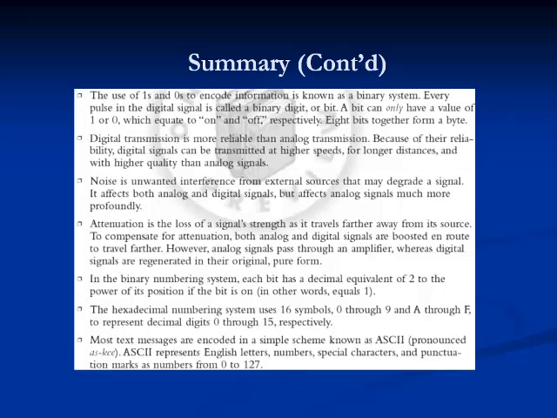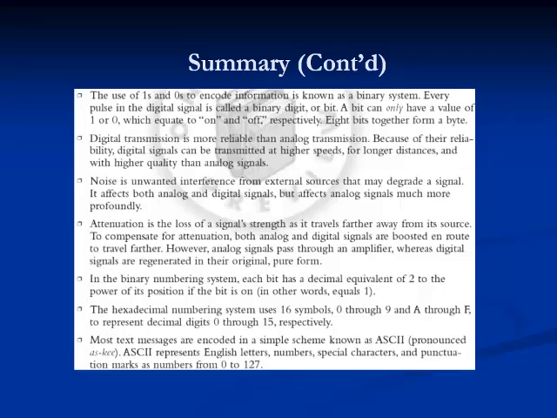Noise is unwanted interference from external sources that may degrade a signal. It affects both analog and digital signals, but affects analog signals much more profoundly. Attenuation is a loss of signal strength as it travels further away from its source. To compensate for attenuation, both analog and digital signals are boosted en route to travel farther. However, analog signals may pass through an amplifier, whereas digital signals are regenerated in the original pure form.